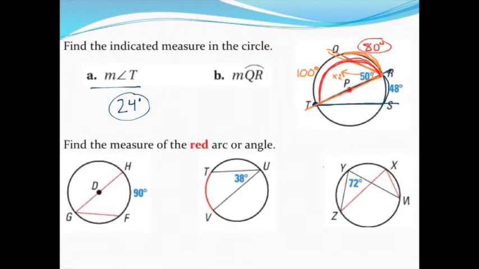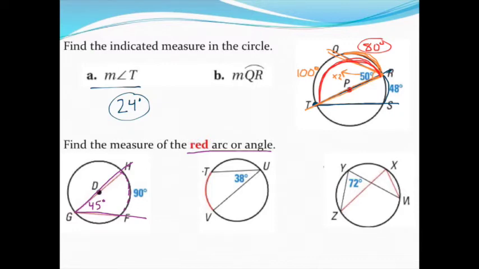So we can take a look at a couple basic examples down here asking us to find the measure of the red arc or angle. Once again, as long as we have an inscribed angle, an angle whose vertex is on the circle, it's half the arc it intercepts. So the arc this intercepts is 90 degrees, meaning angle G, the angle I'm looking at, needs to be 45 degrees. The arc will always be the bigger of the two numbers.